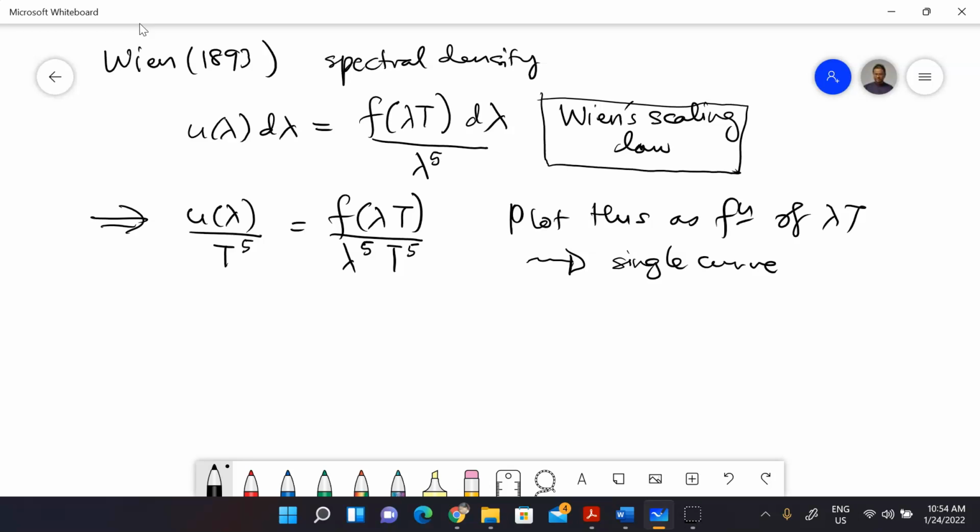So let's try to use this to calculate your energy density again, the total energy density. So what you need to do is to integrate it.